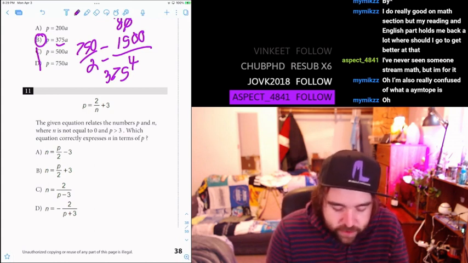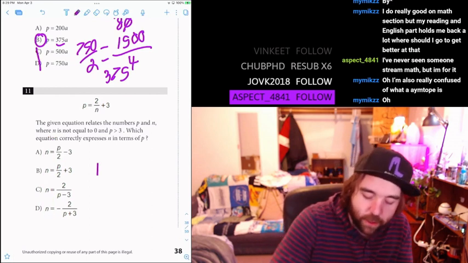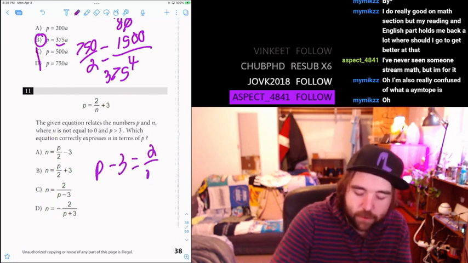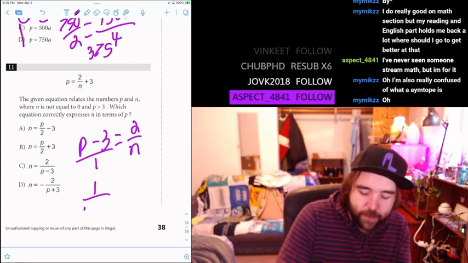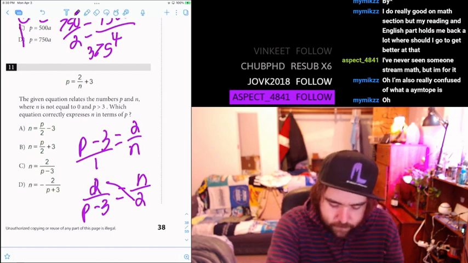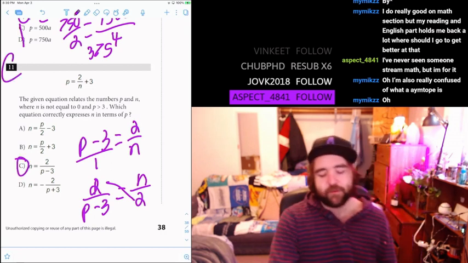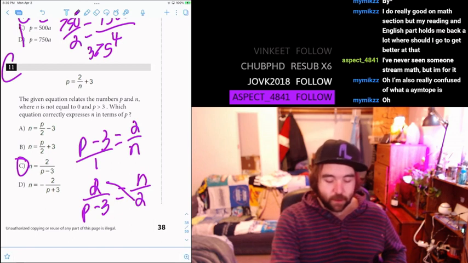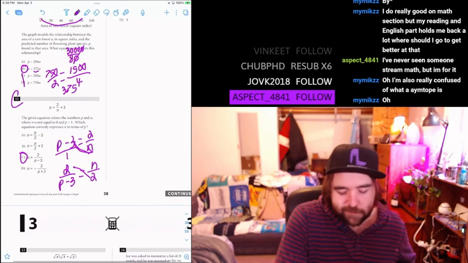All right, the given equation relates to the numbers p and n, so we got to solve for n. The answers tell us to do that. So what are we going to do? We're going to go p minus 3 equals 2 over n. I'm going to do the trick that a lot of people often forget, where we flip over both sides of the equation. Just take care of a few steps in one, and then all we got to do is multiply by 2. Boom. Very useful tip. People often forget flipping over both sides of the equation. Otherwise, you would do the same thing, I guess you just switch both of those from here. Yeah, same thing.